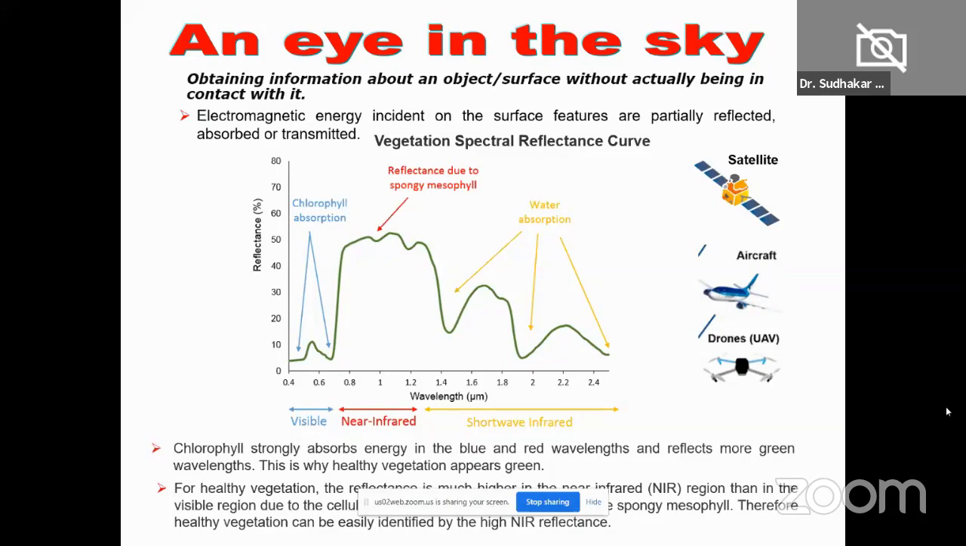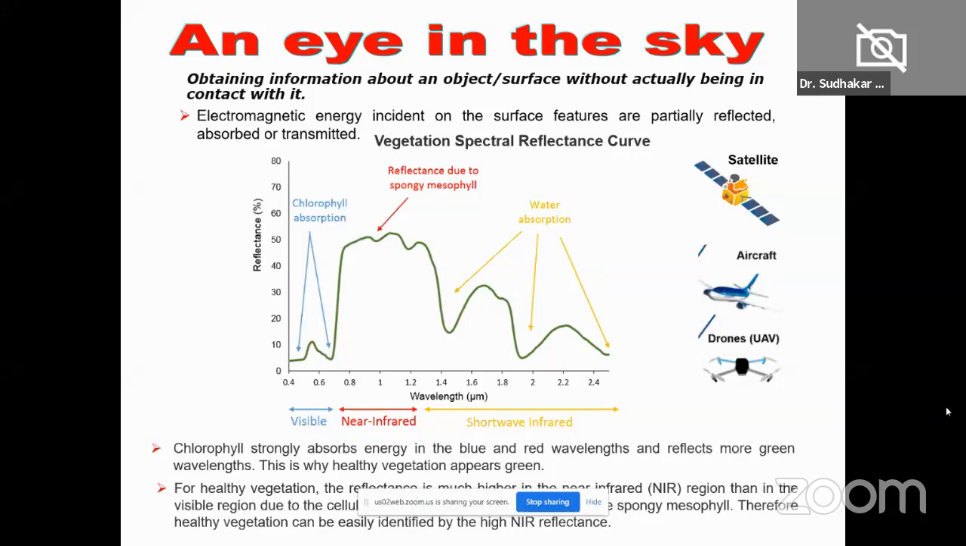If you see this spectral reflectance curve, it is a typical healthy vegetation reflectance curve, showing how vegetation reflects in the different regions of the electromagnetic spectrum. In the visible region, there is a high reflectance in the green band, so we see vegetation in green color. But apart from the green visible region, there is a high reflectance of healthy vegetation in the near infrared region.